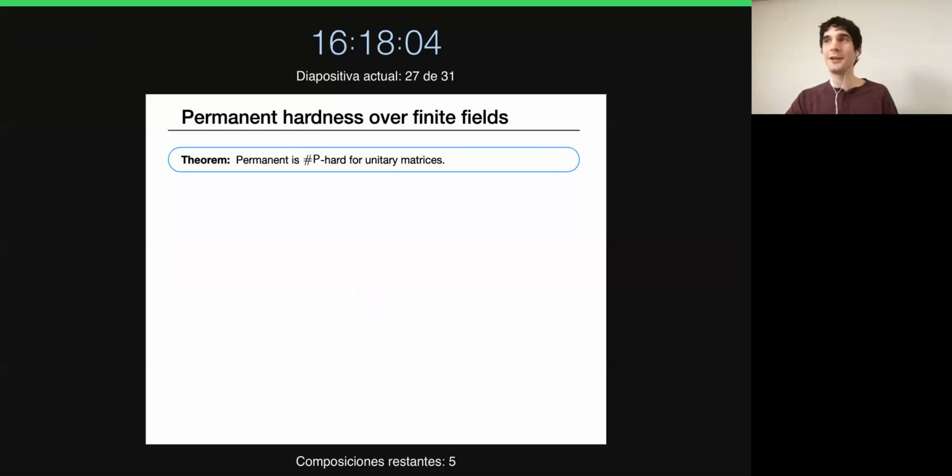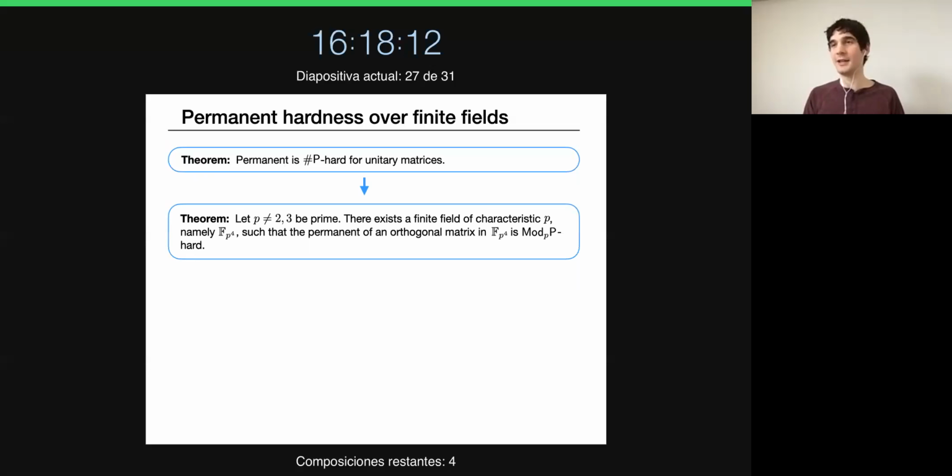And then how do you take a theorem like I just described to you, which shows that the permanent is hard for unitary matrices, and convert it into a theorem about finite fields, right? Because this is sort of... Yeah, sure.